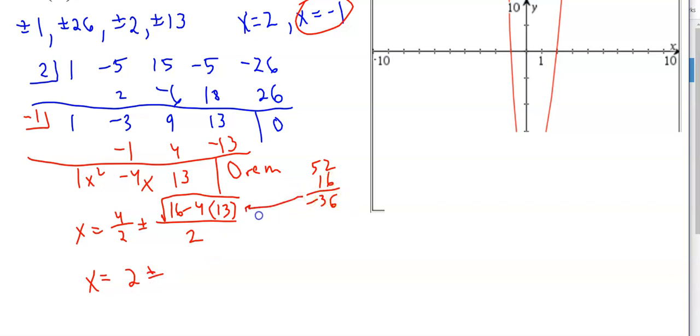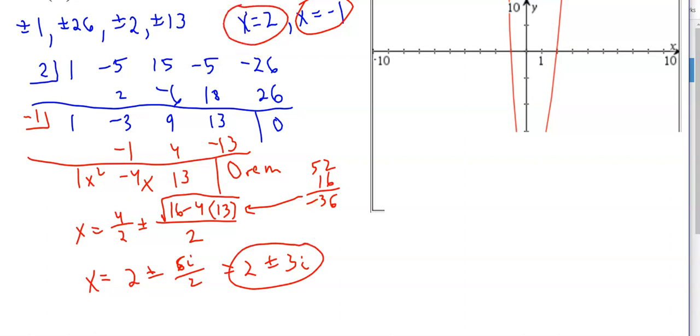This is really inside of there. The square root of -36 is 6i. So 6i, that's a 6 there, over 2. So we get 2 plus or minus 3i when you cancel. So those are my imaginary solutions. Again, we already got our 2 rational solutions there.